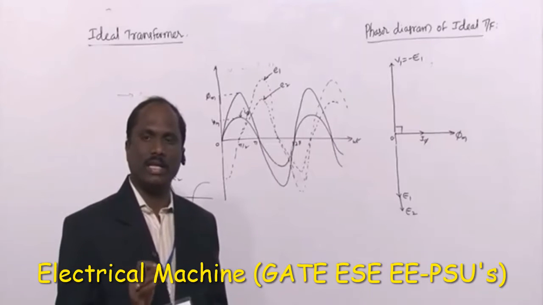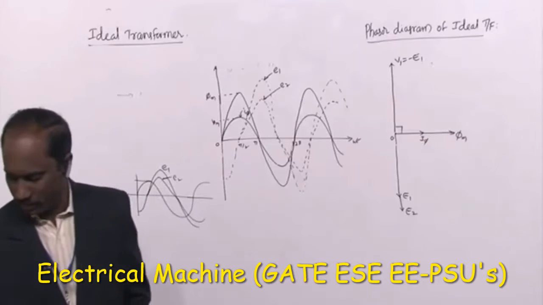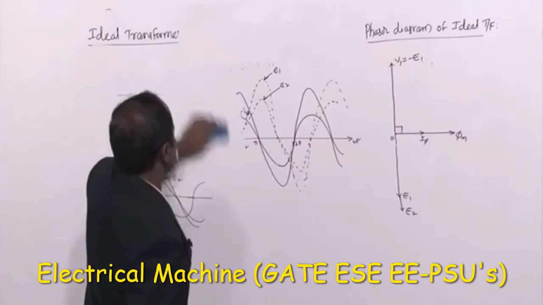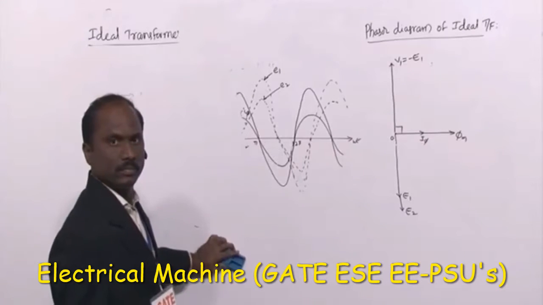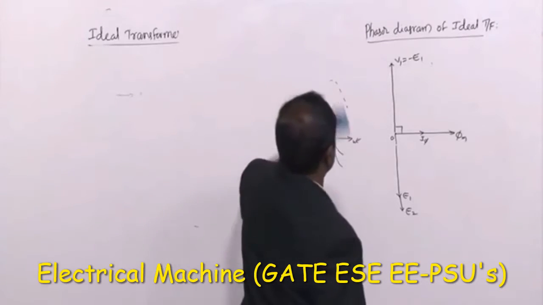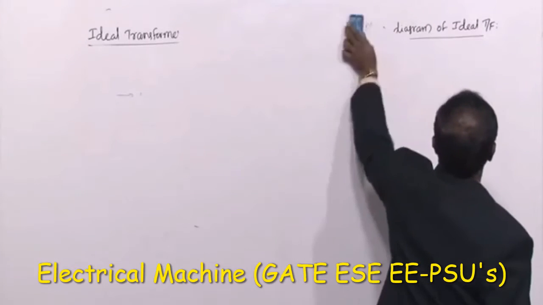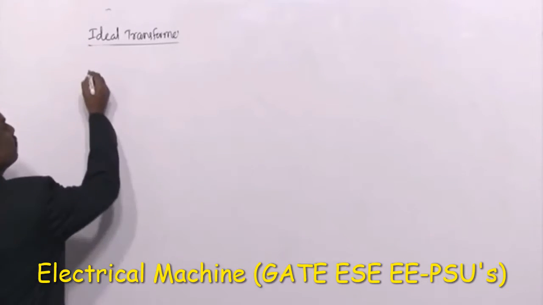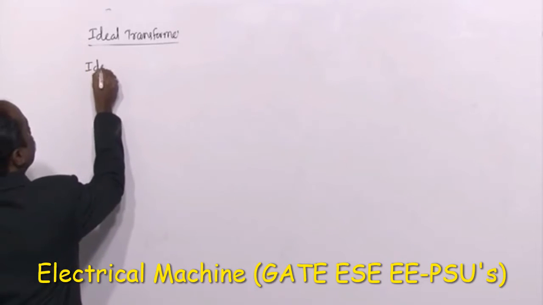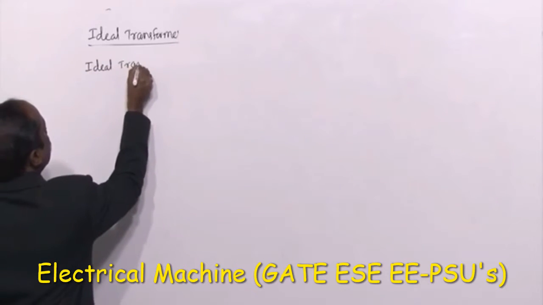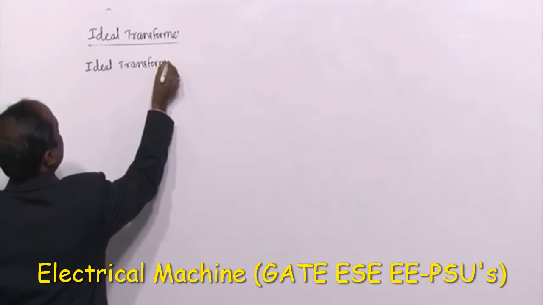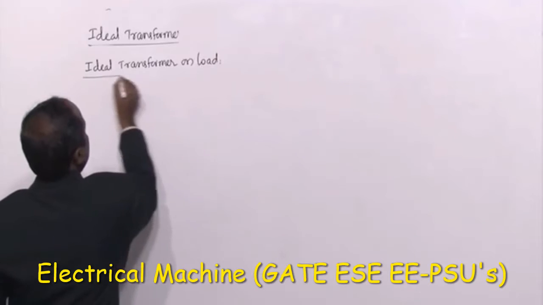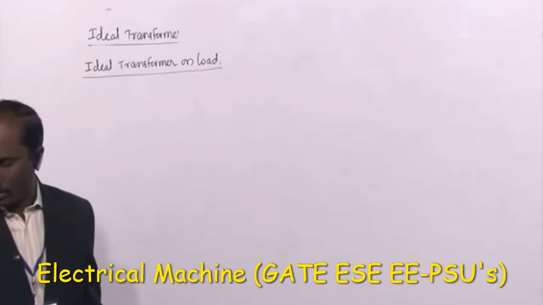For example, on the ideal transformer we are imposing a load. What happens? The ideal transformer on load. Second topic is ideal transformer on load.